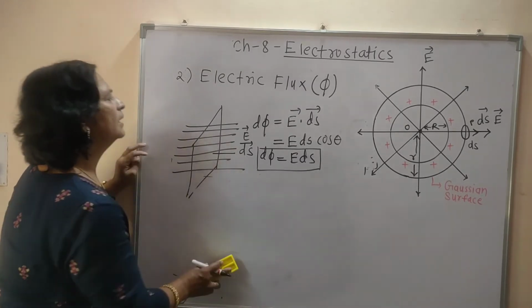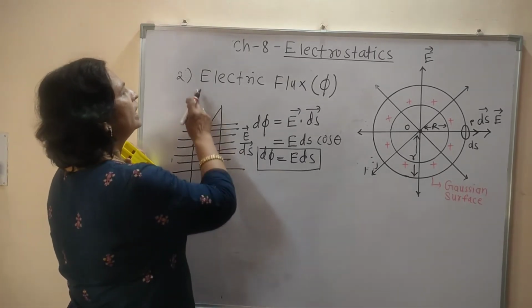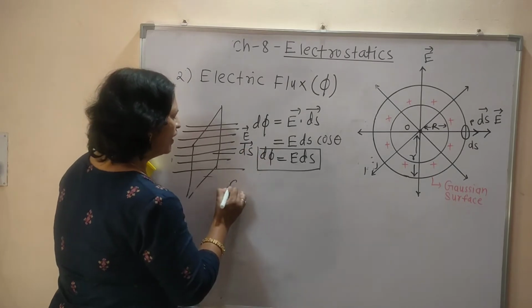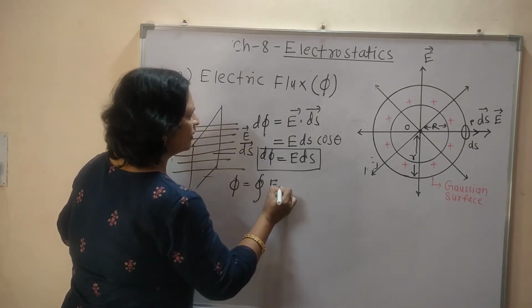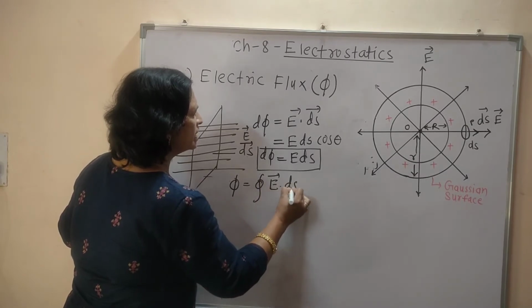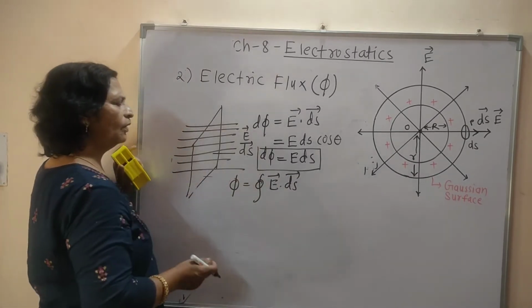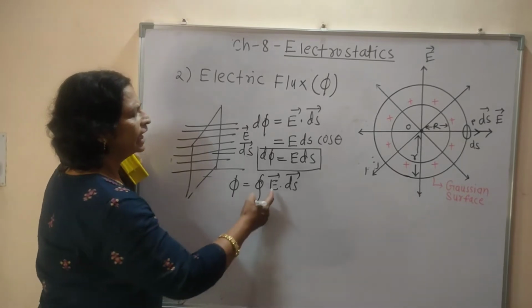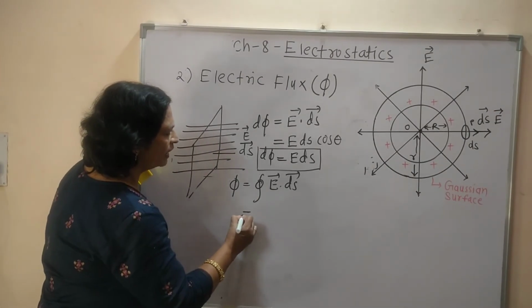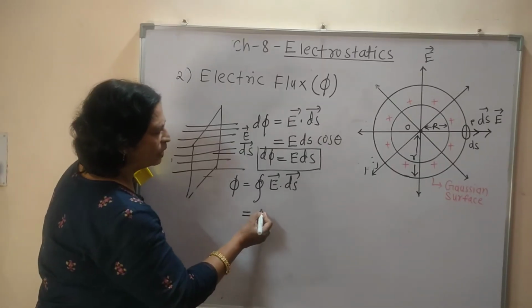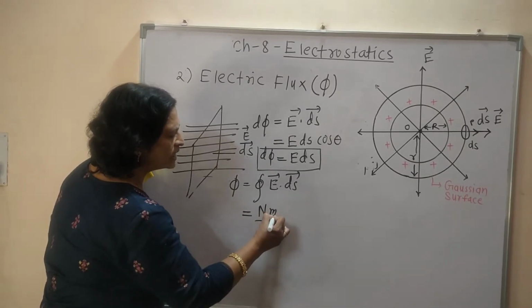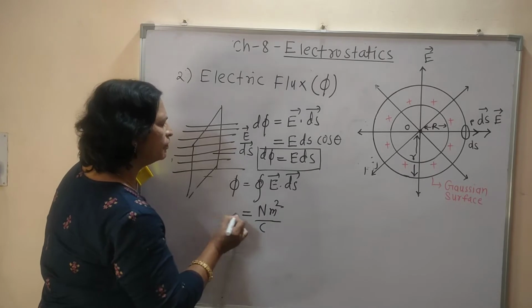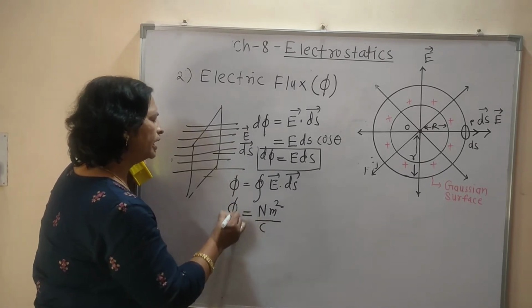Okay. Then the SI unit of electric flux. φ is equal to the integral over a closed surface of E·dS. This is the formula to calculate the total flux through the given area. The SI unit of intensity, as I just told you, is newton per coulomb, and dS, the area, is in meter square. This is the first SI unit of flux.